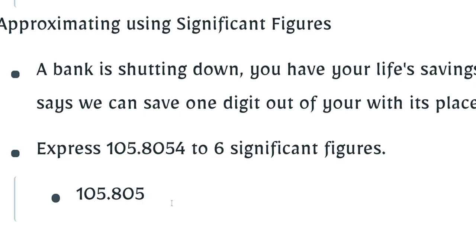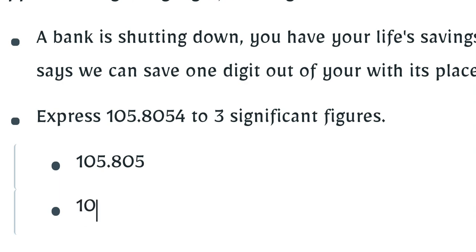Let's do one more example. How about if it said to 3 significant figures? Let's look at it. So 1, 0. But I'm not going to put the 5 in because remember, you're approximating. So you're going to look at that 5 and tell me, to the right of it, does it have a value above 5 or below?